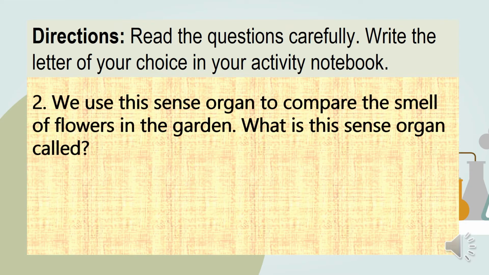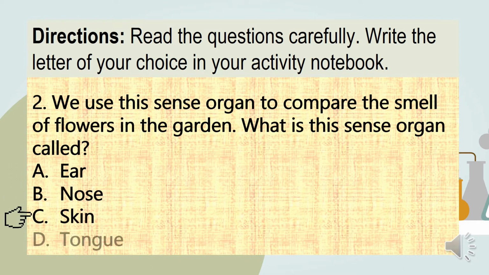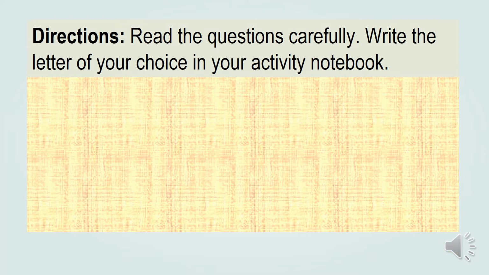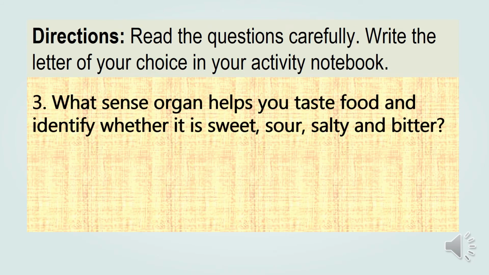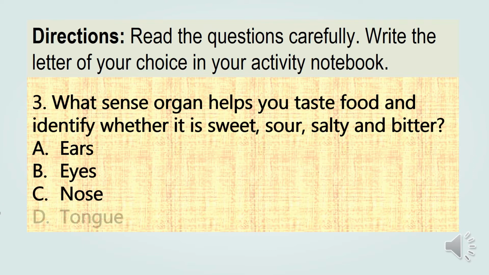2. We use this sense organ to compare the smell of flowers in the garden. What is this sense organ called? A. Ear. B. Nose. C. Skin. D. Tongue. 3. What sense organ helps you to taste food and identify whether it is sweet, sour, salty, and bitter? A. Ears. B. Eyes. C. Nose. D. Tongue.